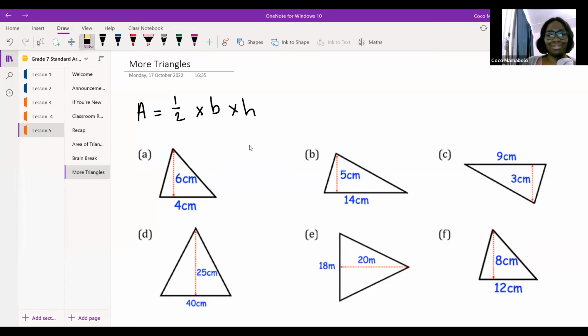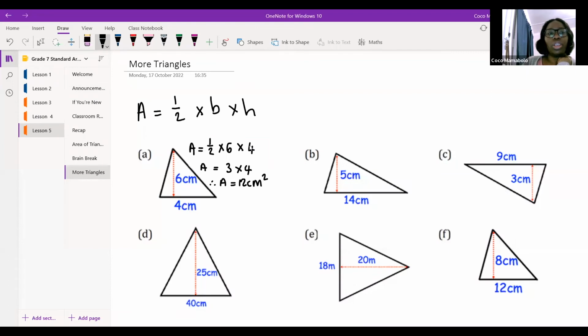Perfectly fine. All right, Caroline, let's do number 1. Are you ready? Yes, ma'am. Area equals a half times 6 times 4, equals 3 times 4. Good. Therefore, it equals 12 centimeters squared. Excellent. Well done. That was quite easy.